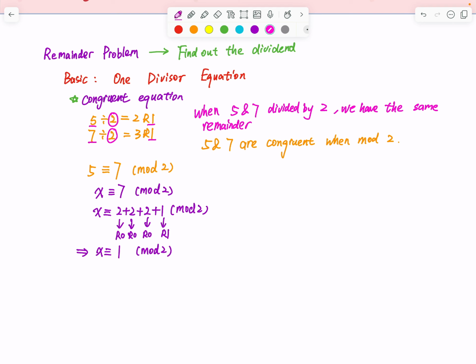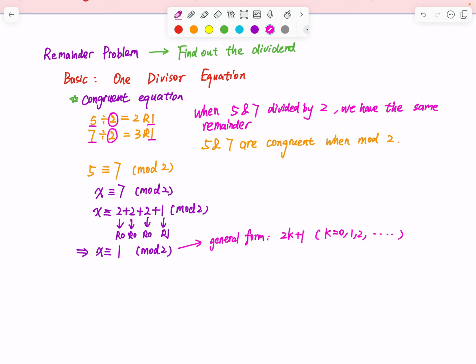So now I have found x, the smallest number, is 1. If I divide by 2, the remainder is 1. So I can write the general form. The general form, I will use 2k plus 1 to represent. So they are all odd numbers. Any such number I can write as 2k plus 1. That means when I divide by 2, the remainder is always 1. So this is the general form, and k equals 0, 1, 2, and so on.